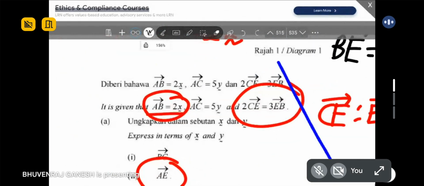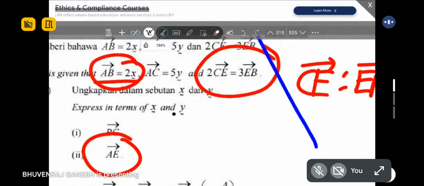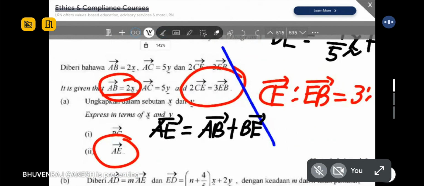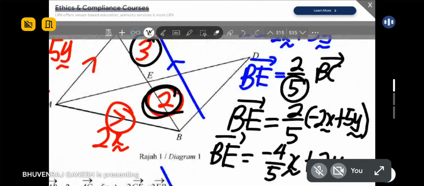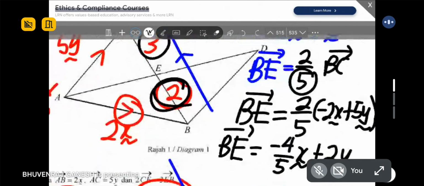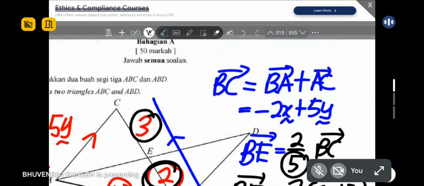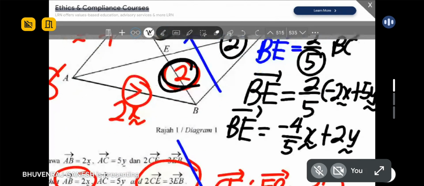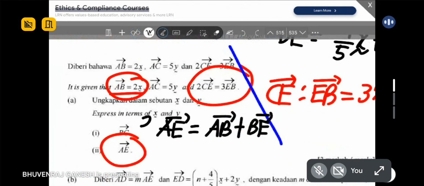So you see the question? Question wants AE. So AE is equal to AB plus BE. So you see, guys, there are many combinations that you need to do over here. A lot of adding and subtracting. Okay, so you need to think of it step by step. Like the first idea you get is you must find BC. And then the second idea is you must come out with the ratio. And then the last idea is this one. So actually there are 3 steps.